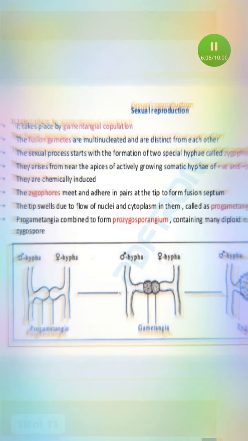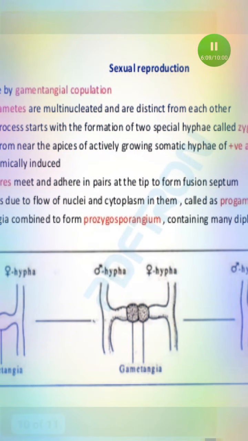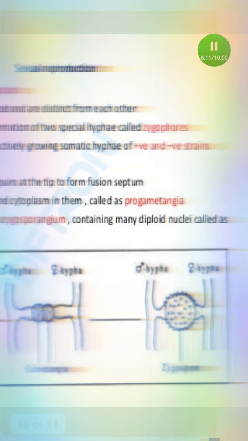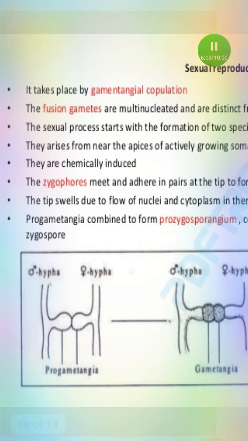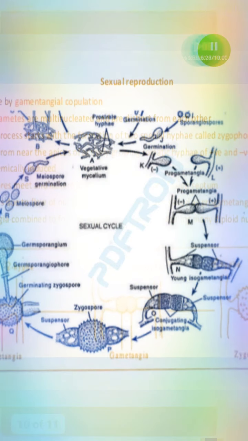Zygospores. Let us see the diagrams. Progametangia, negative and positive hyphae, zygospores, gametangia, progametangia. Let you see this structure, and you see the complete structure of the Mucor sexual cycle. First, a vegetative mycelium, positive and negative hyphae.